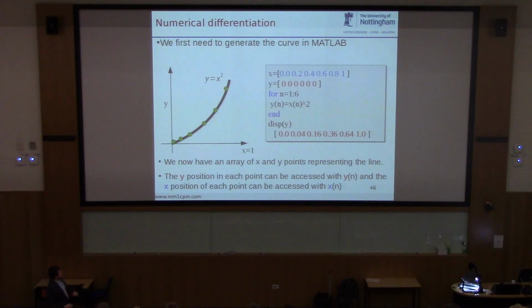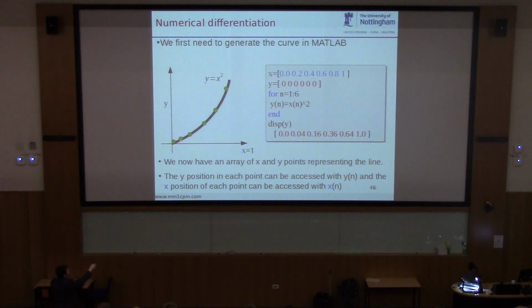So here's our code to do this. The first job is to generate this curve of y equals x squared in the computer's memory. So what we do is we define an array of x with 0, 0.2, 0.4, 0.6, 0.8, and 1.